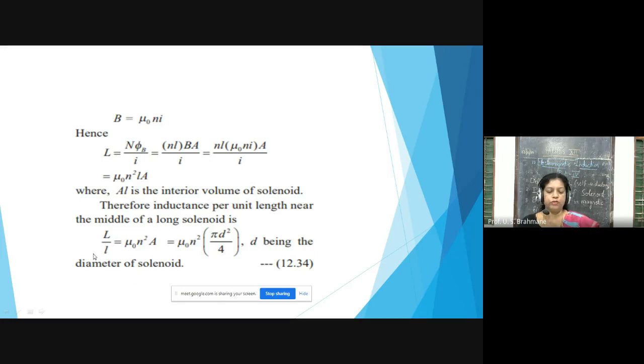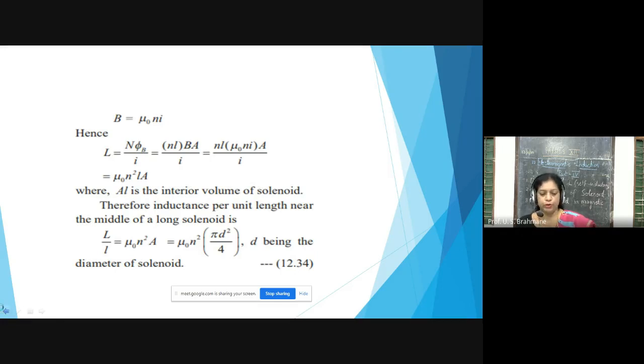Okay. So here we can see that L is directly proportional to N square. L is proportional to N square. Also it is proportional to D square. Remember these 2 points, that L is directly proportional to N square, that is the number of turns, and it is also proportional to the diameter of the solenoid. Or you can say radius also, but diameter we have taken here.